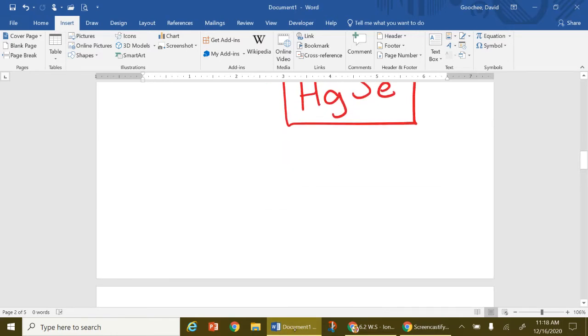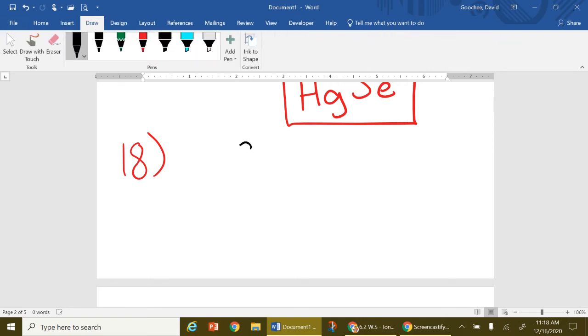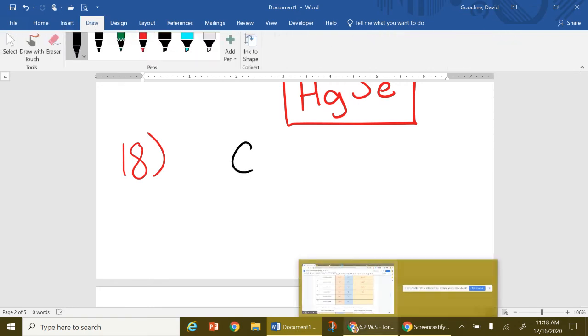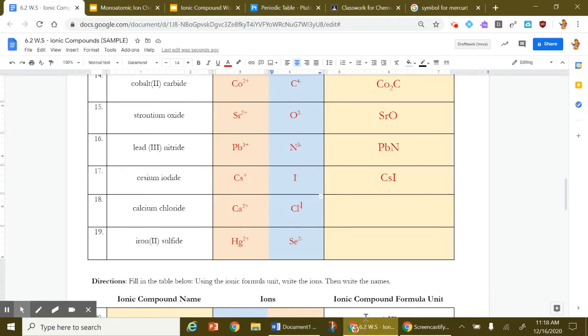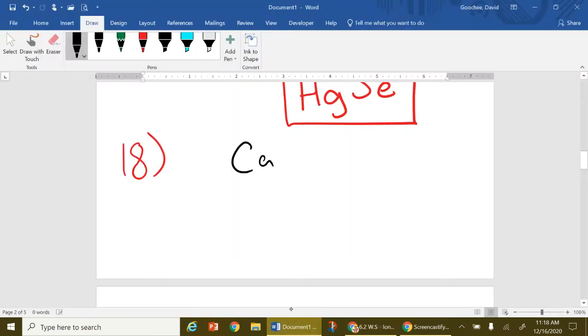Okay, so let's see here. 18. All right. Cesium. Is that what it was? No, it's calcium. Let me double check. I have the memory of a goldfish. All right, calcium and chloride. Let's crisscross this. So again, this 2 up here for the calcium, that's how many chlorides we're going to have. This 1 minus for the chloride, that's how many calciums we're going to have.